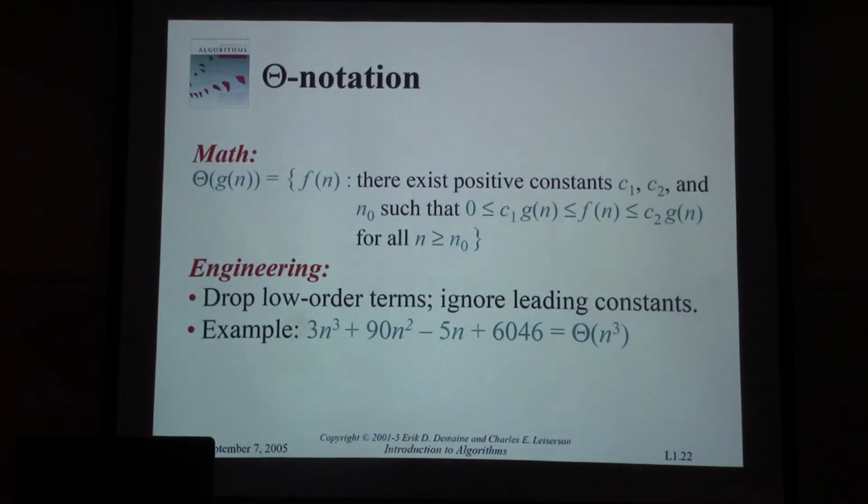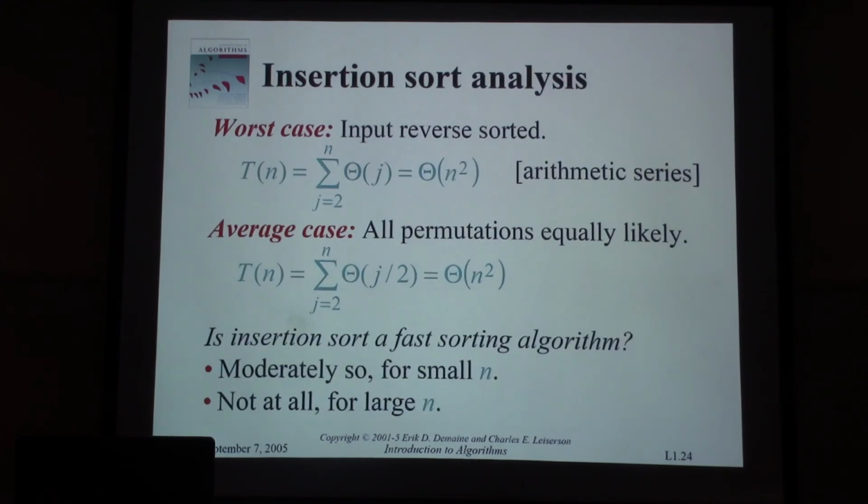Okay. We talked about theta notation. So, insertion sort analysis. We talked about this. If the input is reverse sorted, then the number of slides is 1, 2, 3, 4, 5, 6, 7, 8, 9, 10. We'll add all those numbers together. And of course, that's going to be n times n plus 1 over 2, which is n squared minus n over 2. So therefore, it's going to be theta of n squared. Average case, all permutations equally likely. It's still going to be theta n squared.